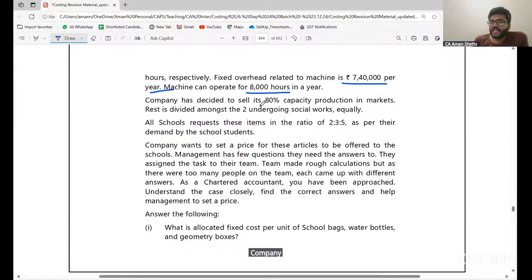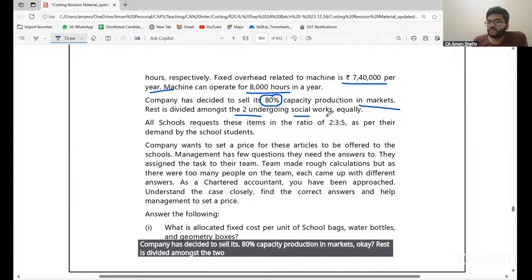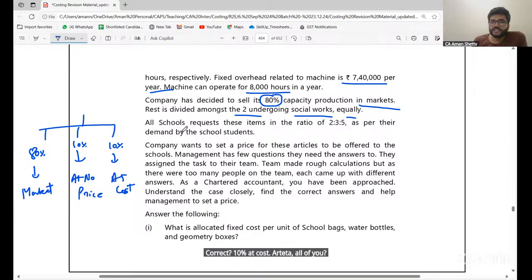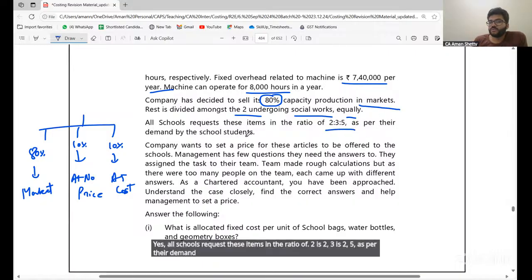The company has decided to sell 80% of its capacity production in markets. Okay, the rest is divided amongst the two social works equally. That means 3 arrow marks: 80% sold to the market, 10% at no price, correct? 10% at cost. Understood? All schools request these items in the ratio of 2 is to 3 is to 5 as per the demand of the school students.